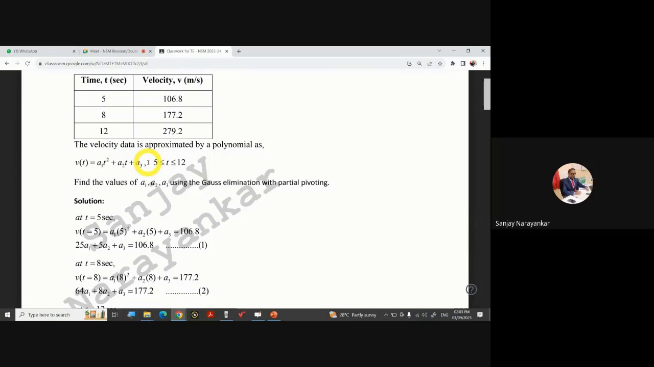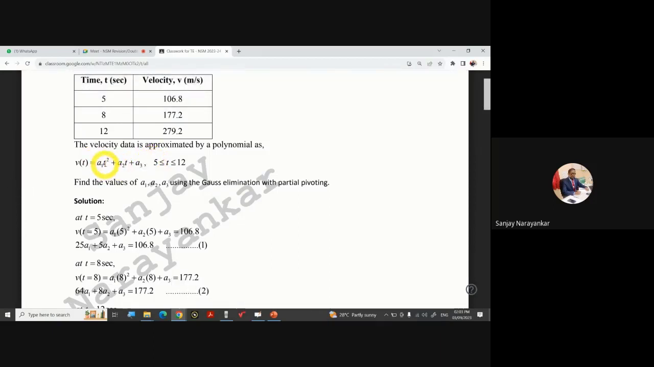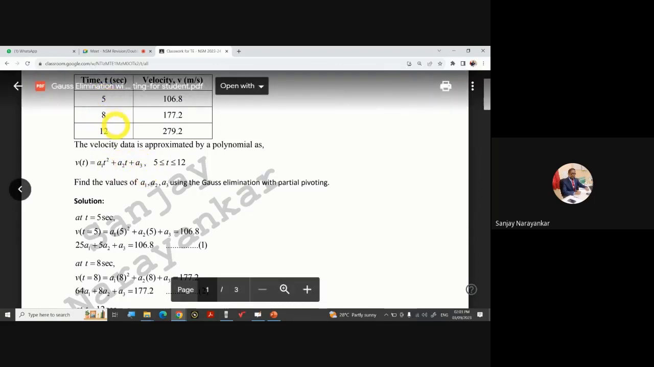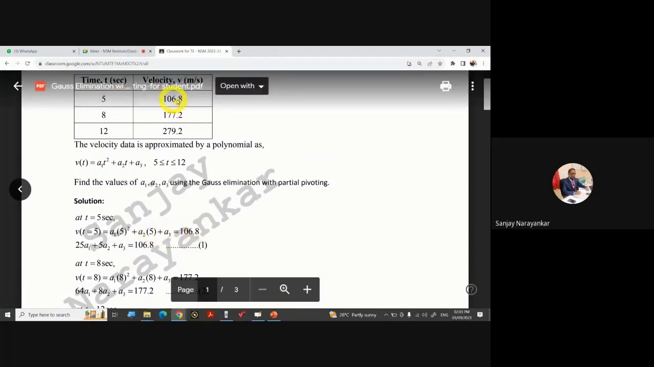So basically, we learned that Gauss elimination can be used for simultaneous equations. What does simultaneous equation mean? If we have three unknowns, we need three equations, but here they have given only one equation, which is incomplete because we don't have a value of t here. So what we will do is, at time equal to 5, we will write this equation. At time equal to 5 seconds, the velocity is given as 106, right? In this equation, we'll put the value of time equal to 5. So a1 times 5 square plus a2 into 5 plus a3 is equal to 106.